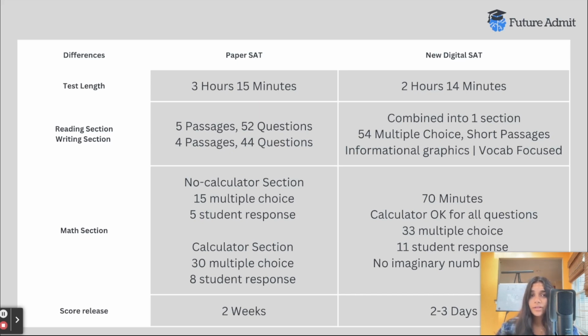Now, for score release, on the paper exam, currently it takes about 2 weeks for the College Board to basically announce your score on their website. With the new digital SAT, since it's on the computer, it's basically going to be automatically calculated. So the score release will probably be in 2 to 3 days, and I wouldn't even be surprised if in the future they just release the score as soon as you are done with the test.